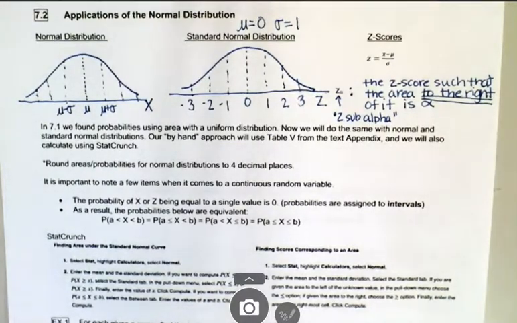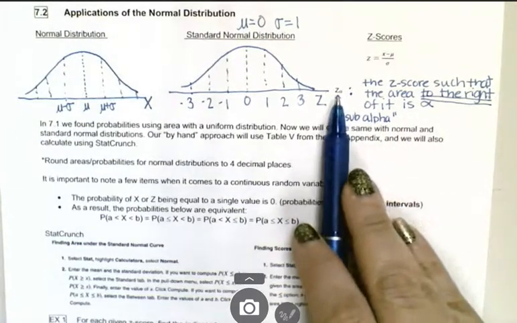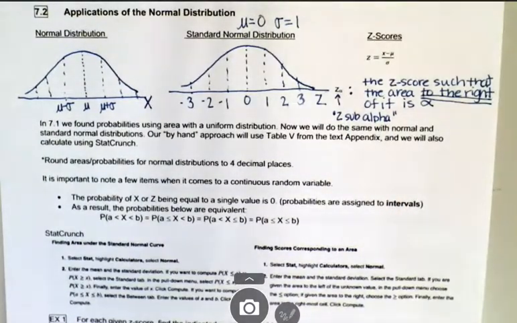Now, this part is going to be important because that's one of the major things we're talking about today: deciding, okay, is the area to the left? Is it to the right? Is it in between? Is it in two places? And that's how we're going to do our calculations today. So it's important that you know that when you see this notation of z sub alpha, whatever that alpha is, that's giving you the area to the right of the z-score.